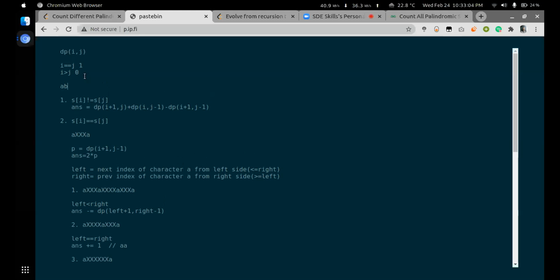If "ab" is there, then this is not a palindrome. But a single character, A itself, is a palindrome, and B itself is a palindrome. So it should be 2, right? Makes sense.